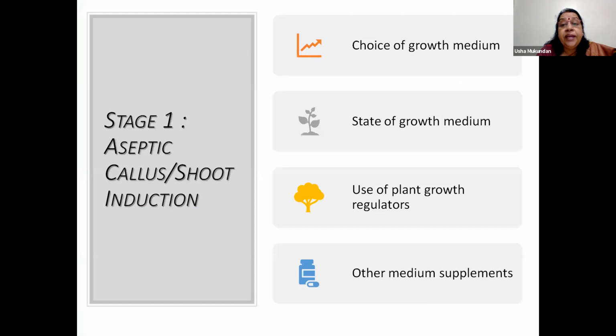Now, which medium will I choose? I will normally choose an MS medium. But how do I find out what plant growth regulator I need? A pilot experiment has to be initially conducted by making just 5 test tubes. Why do you make 5 test tubes? Because your experiment should be statistically correct.